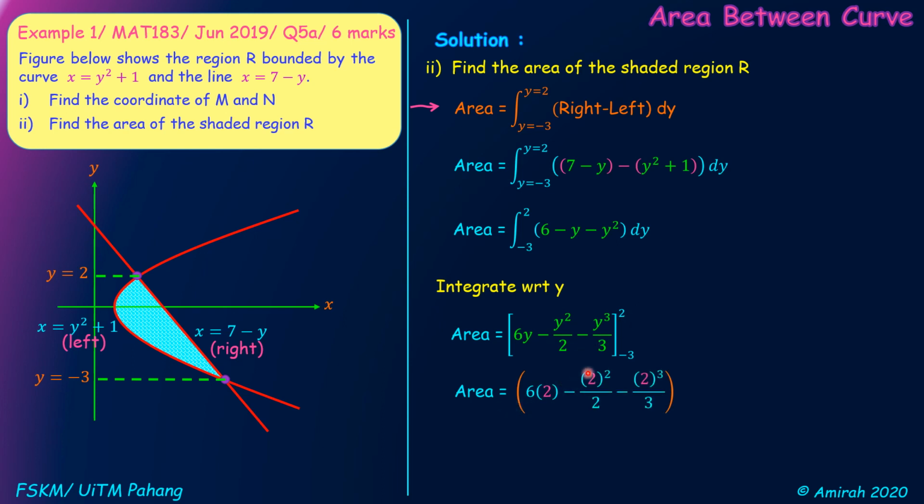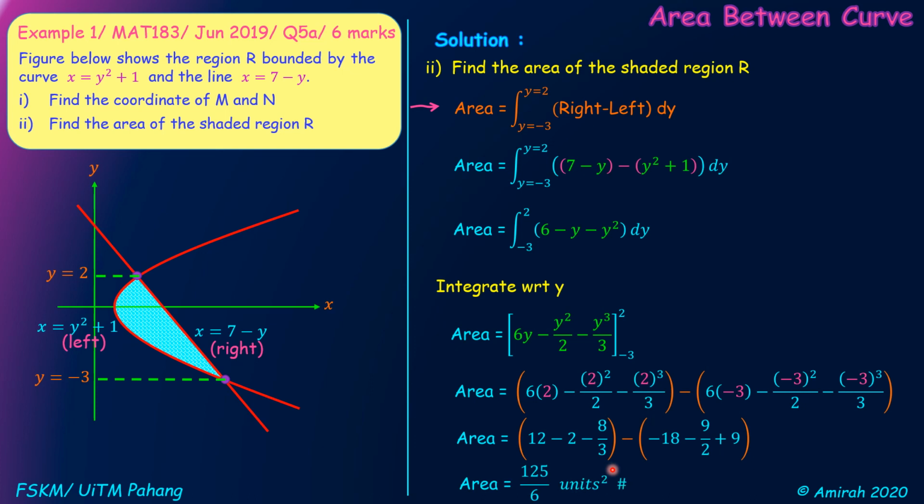After that, we replace the upper limit into variable y, and in between must be a minus sign. After that, we replace the lower limit into variable y. Then we simplify, so we get area equals 125 over 6, and we must put units squared for area. So this is the final answer. The area of the shaded region here equals 125 over 6 units squared.